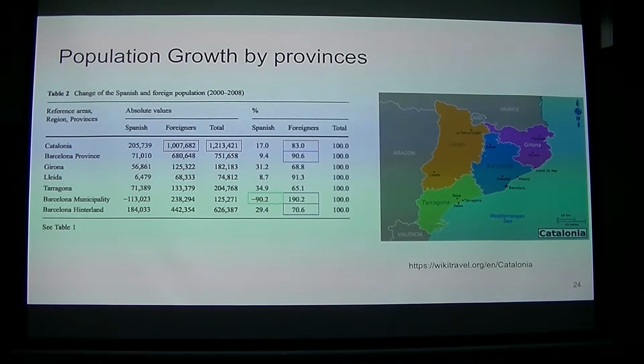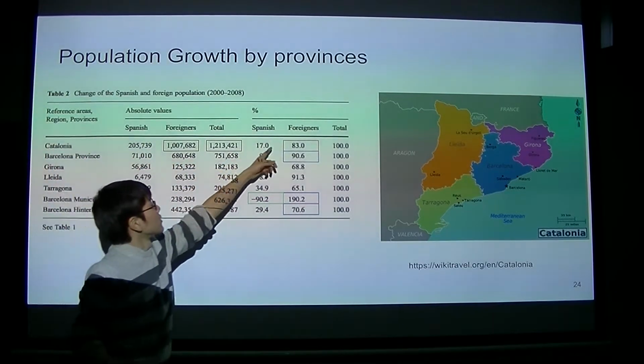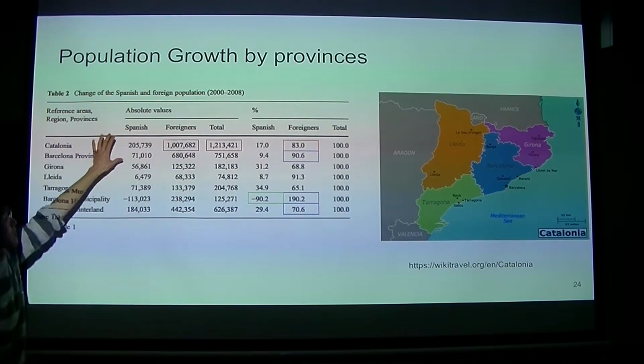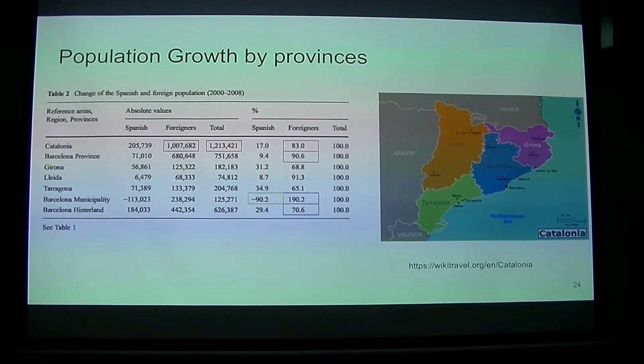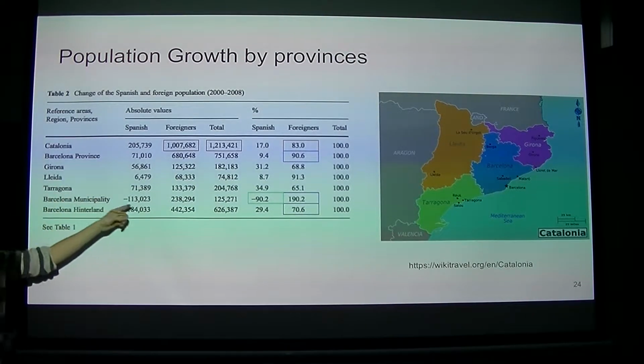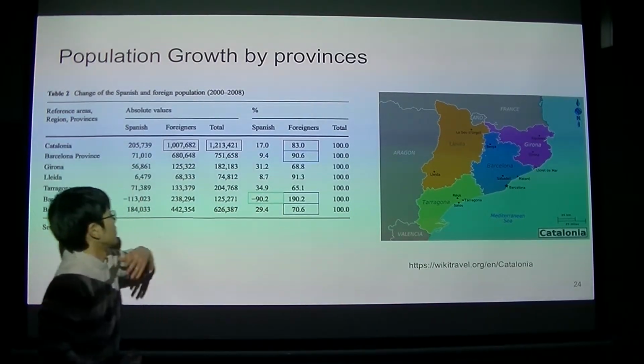And next one is the absolute value of the population growth in each province. And the interesting thing is that over 80% of population growth from 2000 to 2008 is by foreigners, not natural growth. And in the municipal place in Barcelona, Spanish decreased, so the foreign rate increased.